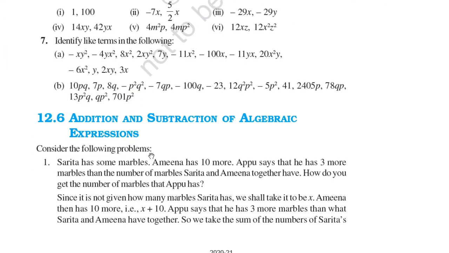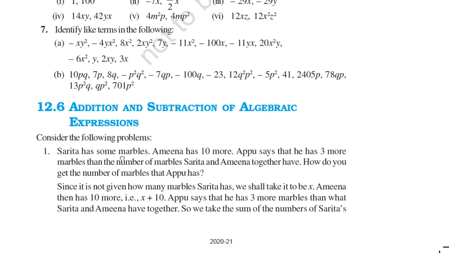12.6 Addition and subtraction of algebraic expressions. Consider the following problems. 1. Sarita has some marbles. Amina has 10 more. Appu says that he has 3 more marbles than the number of marbles Sarita and Amina together have. How do you get the number of marbles that Appu has?